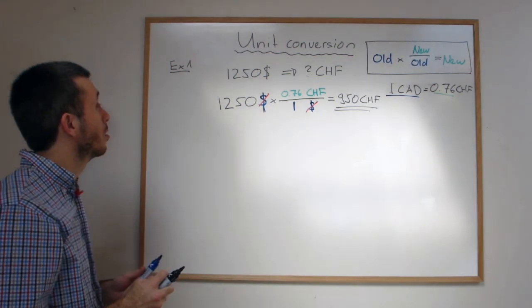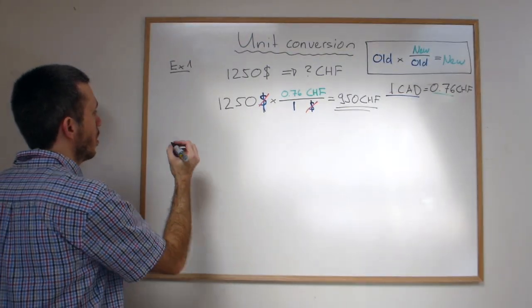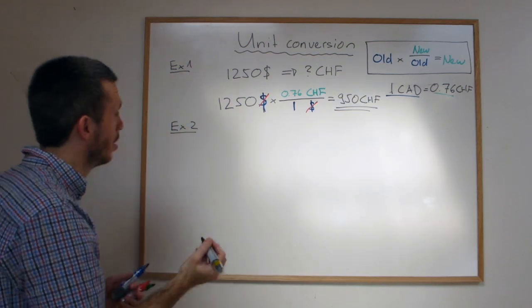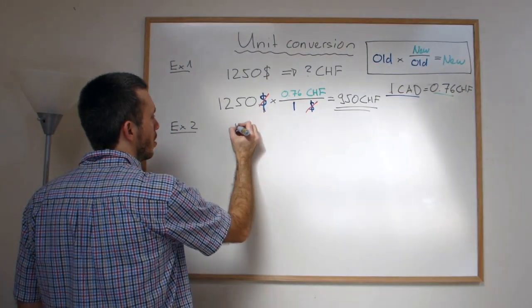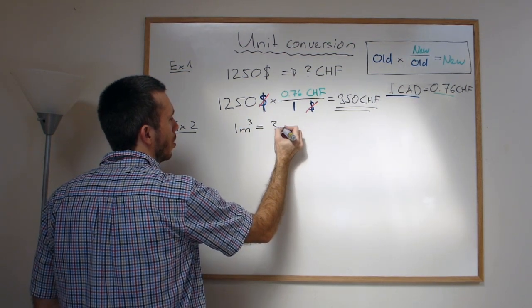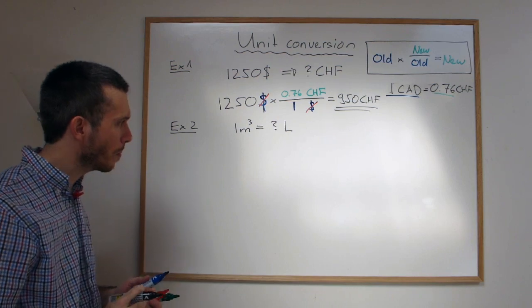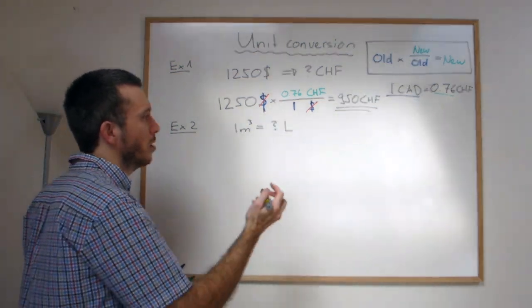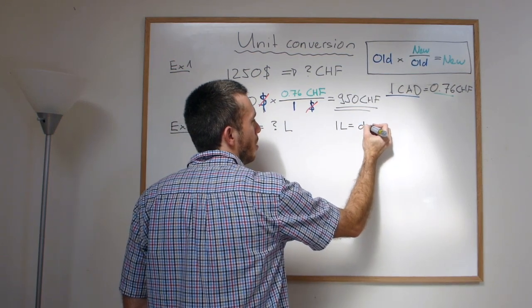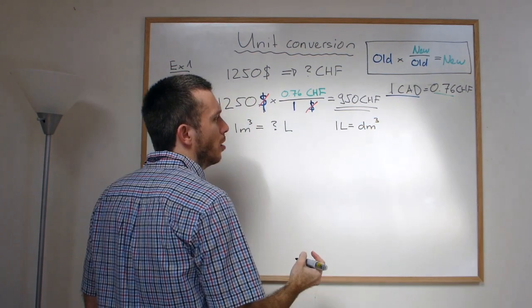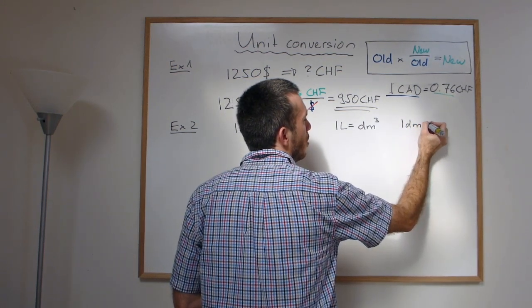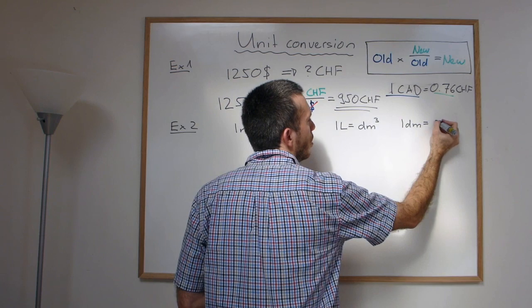So let's do a bit more complicated one. So let's say example 2. I want to know how many liters there are in 1 cubic meter. What I do know is that 1 liter is equal to a decimeter cube, and 1 decimeter is equal to 0.1 meter.